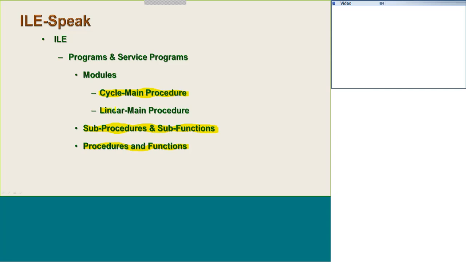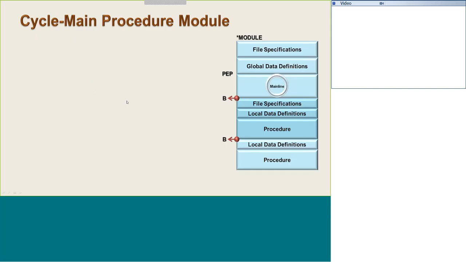The other type of module is what they call a linear main procedure module, in which no cycle is available, i.e., this is a method of dropping the RPG cycle code and creating yourself a linear main procedure module, i.e., you code from beginning to end. There's nothing implicit. There's no cycle. That's why it's called linear. Okay, so those are some of the terminologies in ILE-speak. Let's see how they apply.